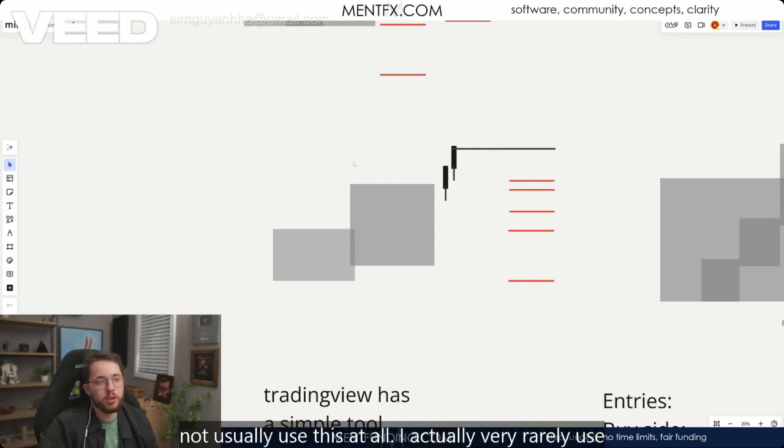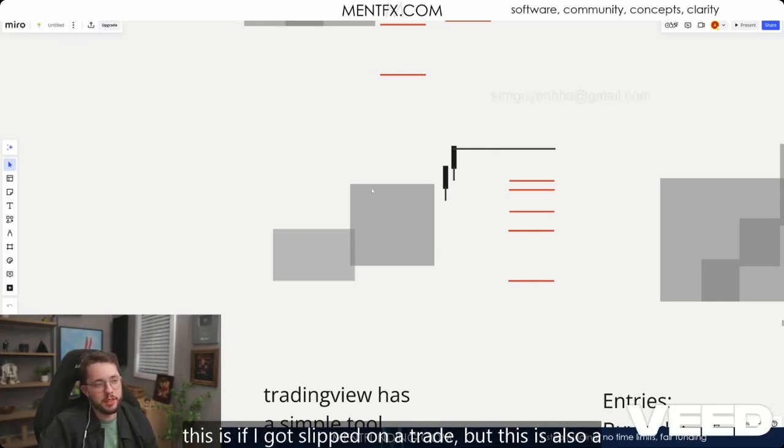and preferentially, I do not usually use this at all. I actually very rarely use this. The only times my trades might look something like this is if I got slipped on a trade. But this is also a valid way to look for entries.